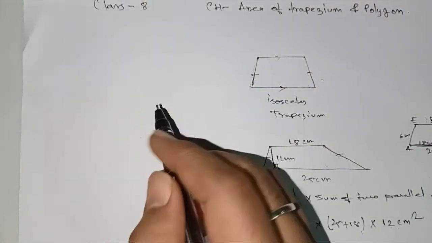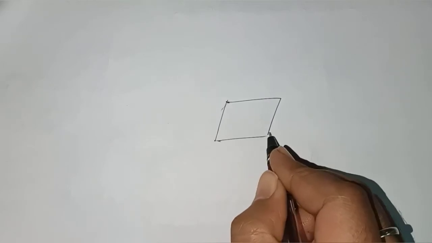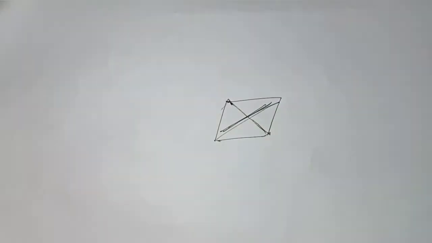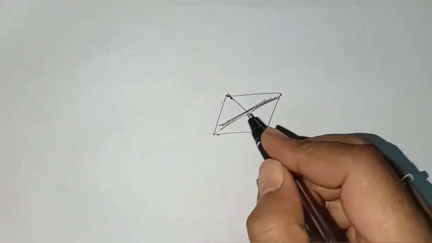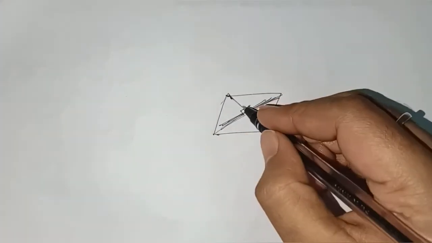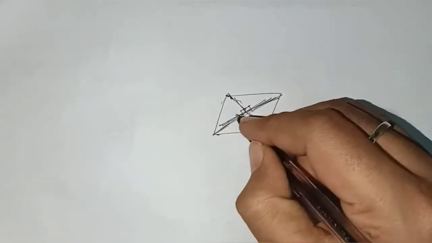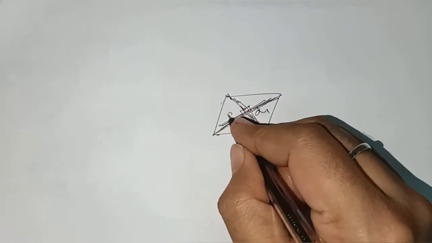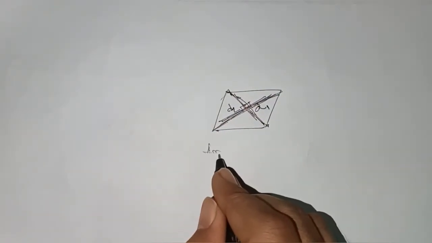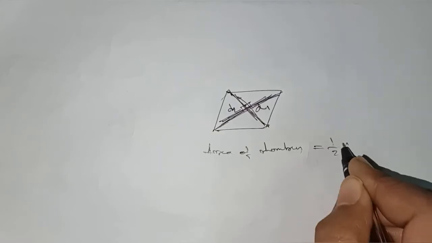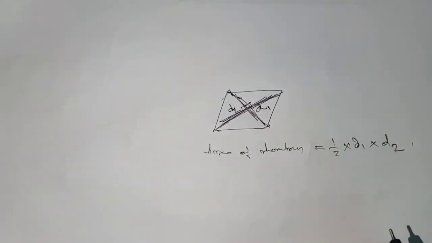Now for rhombus, if you go for the rhombus, we know, so what do we know? We know that diagonals bisect each other at 90 degrees. If we take the total as D1 and this one will be your D2, then area of rhombus equals half into diagonal 1 into diagonal 2.